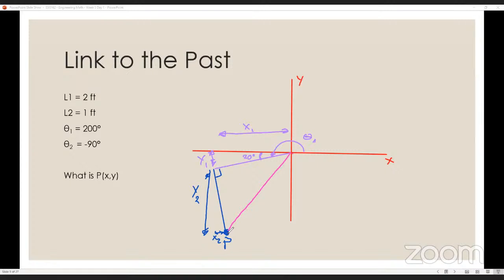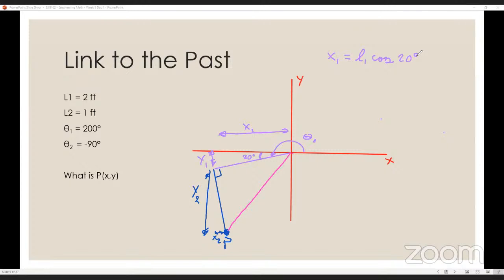So what's going on? Well, we'll get X1 and Y1 first, right? X1 equals L1 times the cosine of 20 degrees, right? And you can use cosine of 200. If you use cosine of 200, it'll give you the sign appropriate to the quadrant that it is in, right? That will work. Or you can use cosine of 20 and say, I understand that this has to be negative, right? One way or the other.